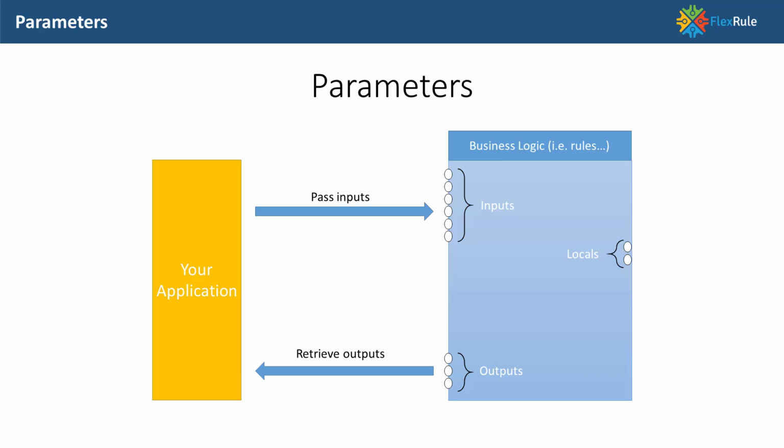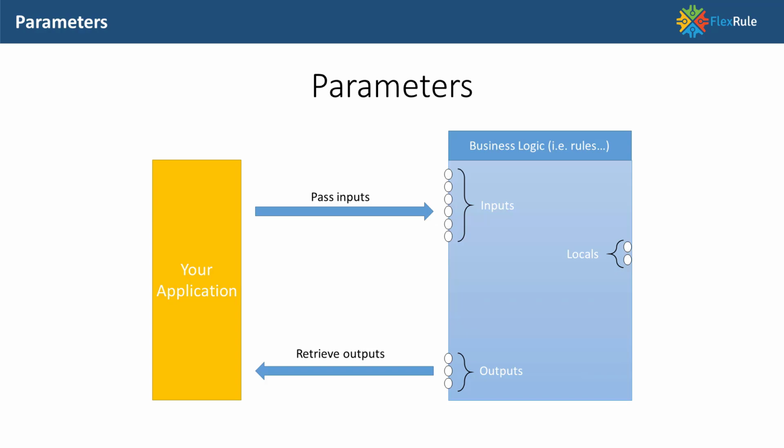A FlexRule application can communicate with end users by using any of the types of logic that we have defined so far. At some stage, you will need to pass values and objects to a defined model, or what we call a logic document. This is when parameters must be considered. Parameters are the gateways used to communicate business logic to your application.